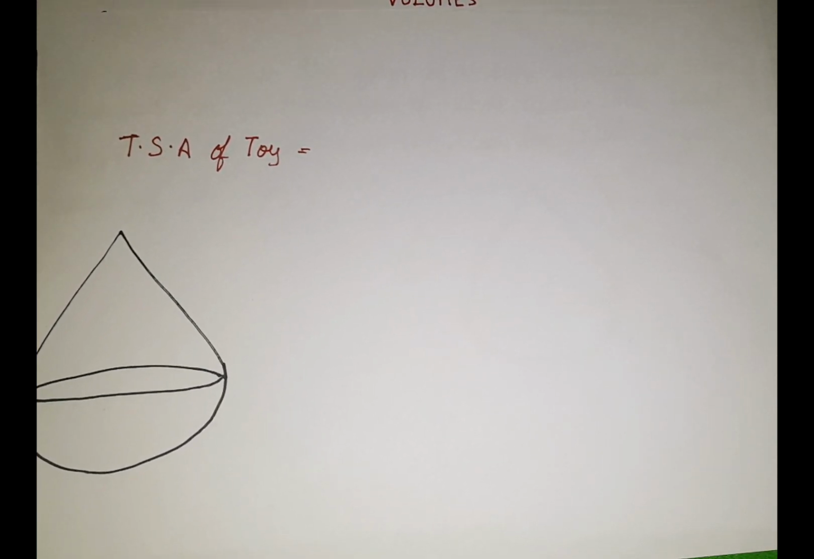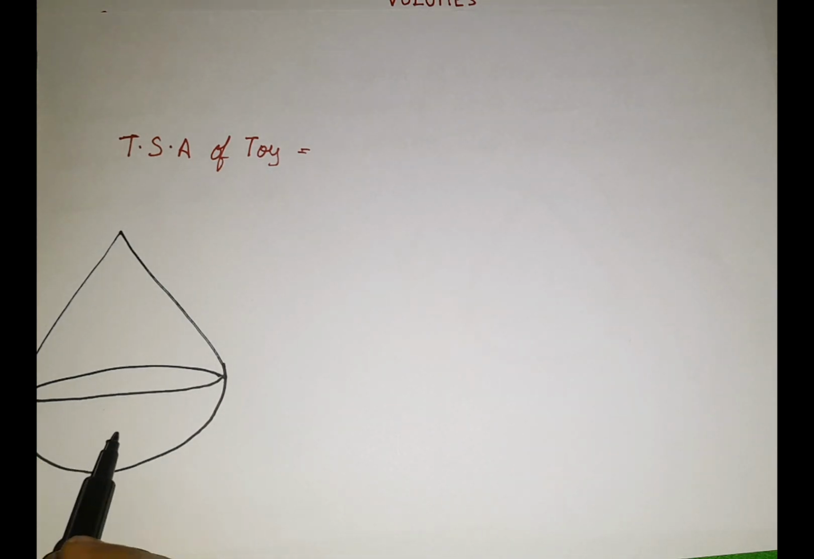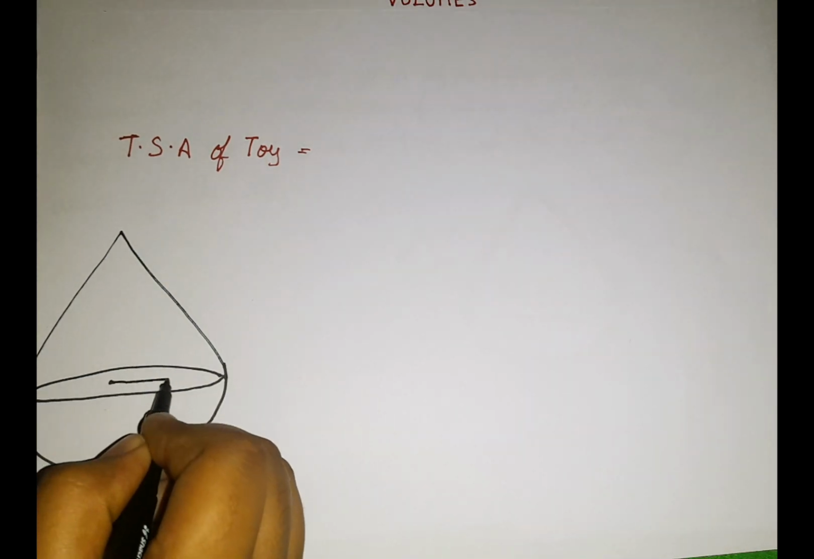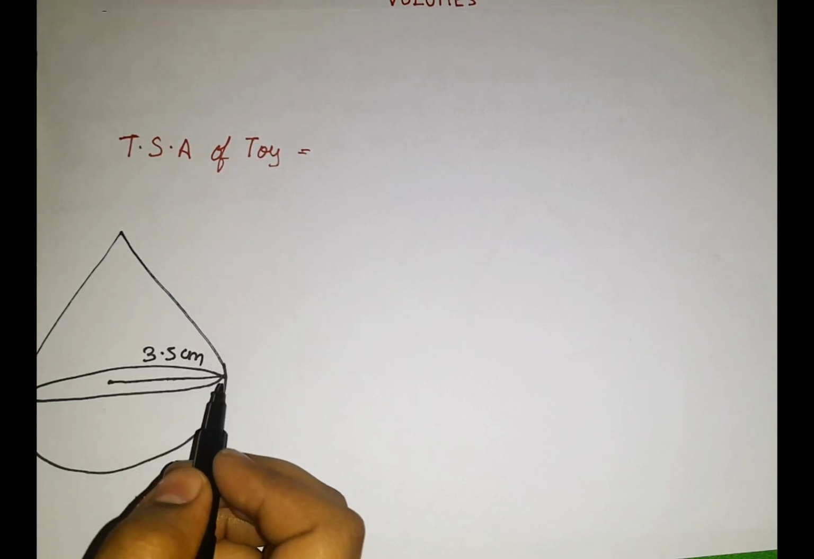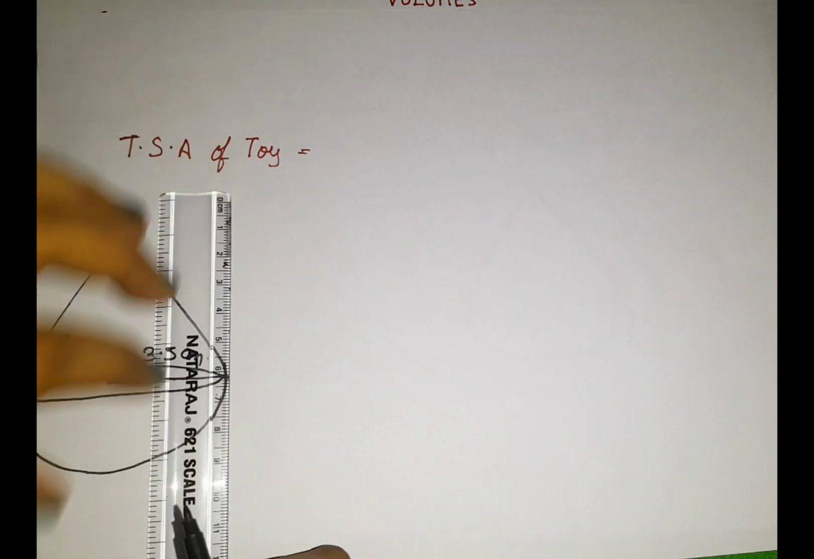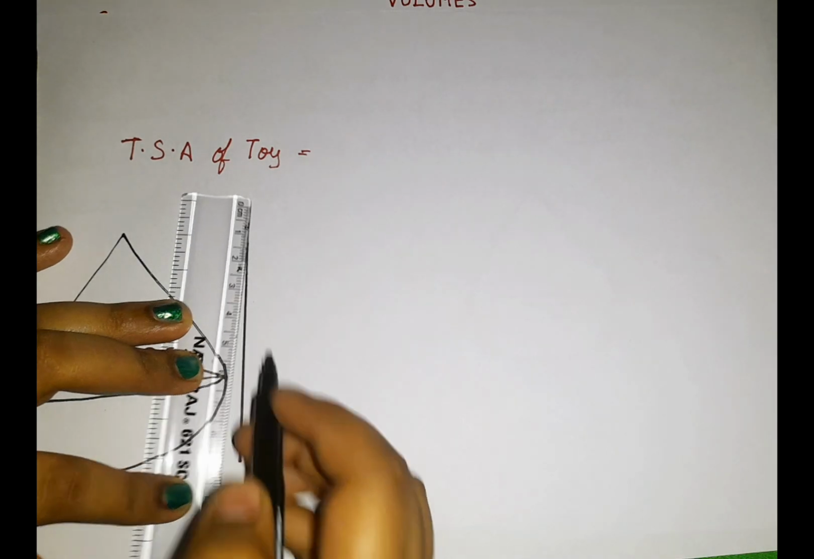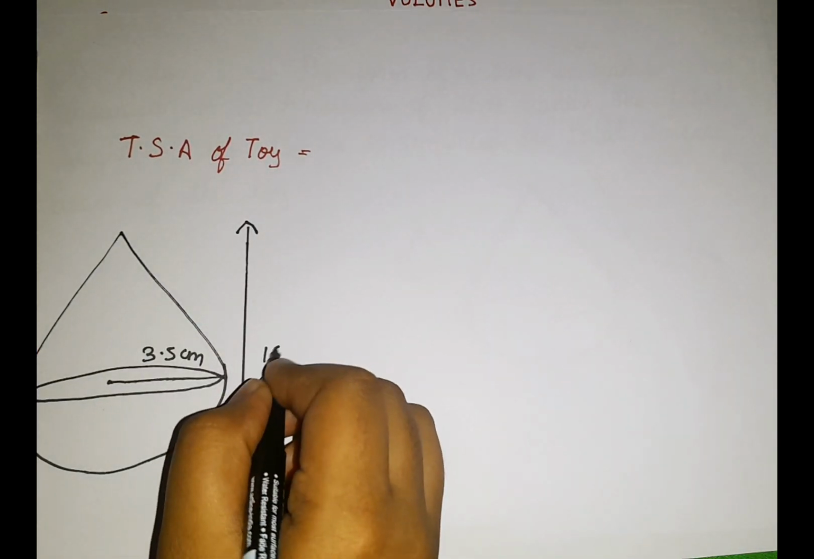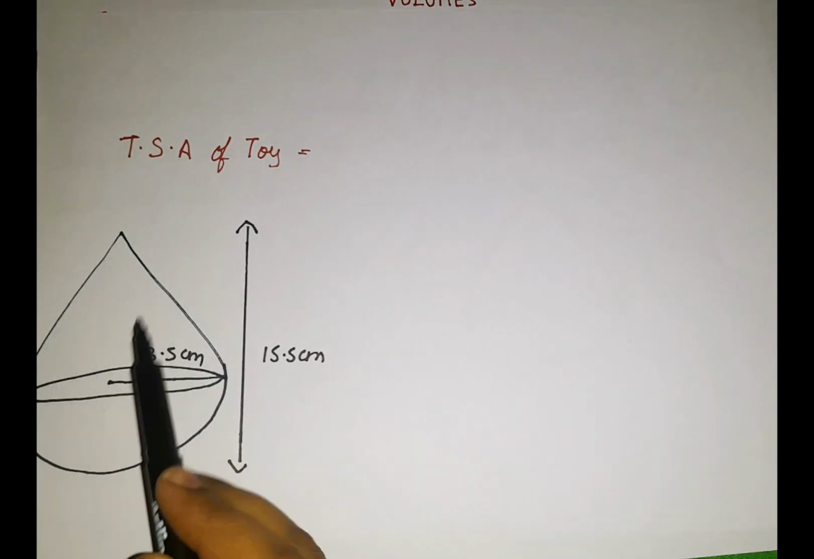So now according to this figure, we have a cone as well as a hemisphere. What is the radius of this particular cone and hemisphere? The radius is 3.5 centimeter, and the total height of this particular toy is 15.5 centimeter.